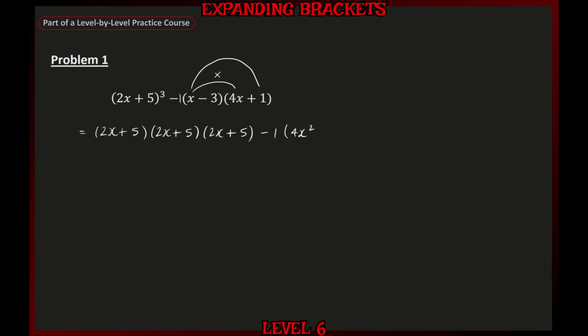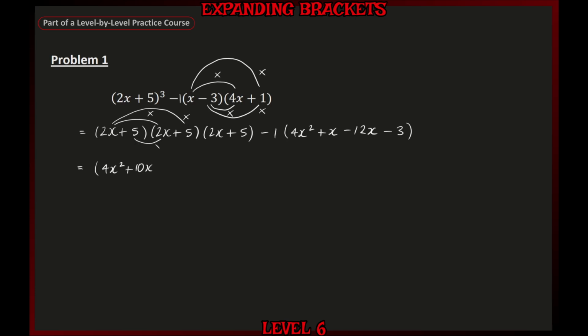Next, we have x multiplied by 1, which is plus x. Minus 3 multiplied by 4x is minus 12x. And minus 3 multiplied by 1 gives us minus 3. Next, we can start expanding the product of those three brackets at the beginning. So looking at the first two brackets to begin with, we can multiply 2x and 2x together to give us 4x squared. Next, we can multiply 2x and 5 to give us plus 10x.